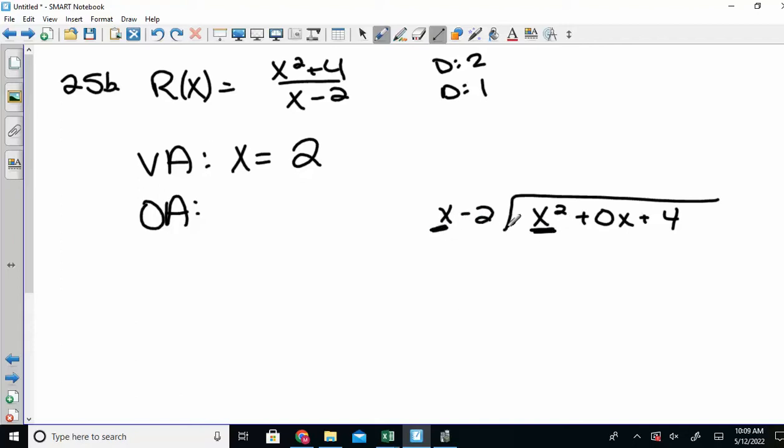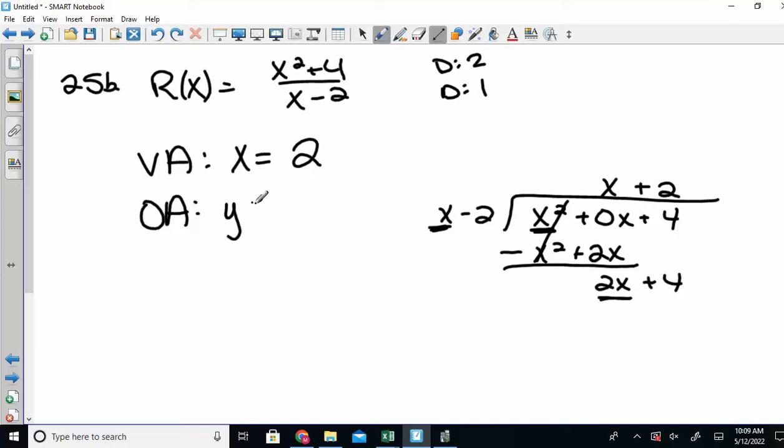So then we divide. What is x squared divided by x? Then you multiply. X times x is x squared. X times -2 is -2x. Change your signs because we need to subtract that off. So the x squareds cancel. 0 plus 2x is 2x plus 4. And then we divide. 2x divided by x. And that's all we need.